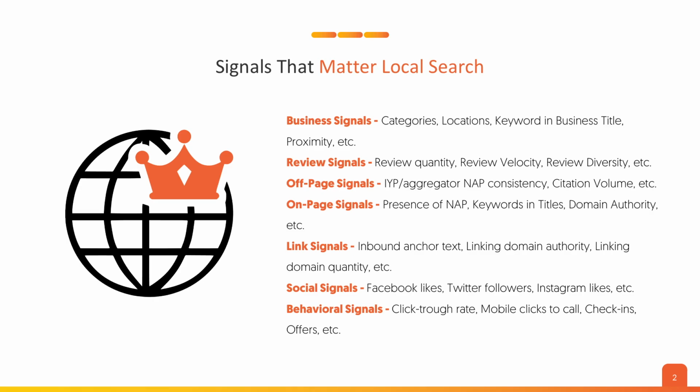So, some signals that matter when it comes to local SEO. And I know we discussed this in the last video, so I'll go over them pretty quickly. Business signals like category, location, reviews, the number, the quality, the ratings. Off-page signals like your name, address, and phone number, citation volume, what other aggregators say about you. On-page signals like your on-page SEO, the keywords, the domain authority. Link signals like other sites linking to you and the authority of those sites. How many social shares you have, your click-through rate.